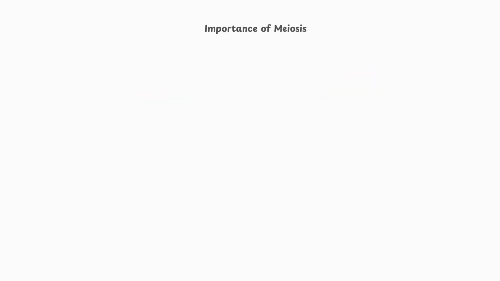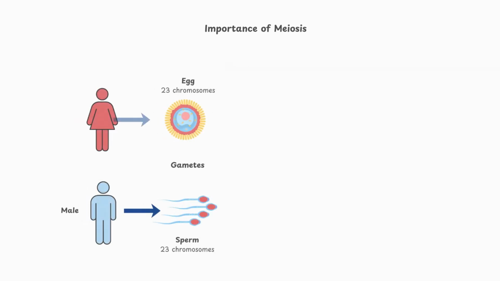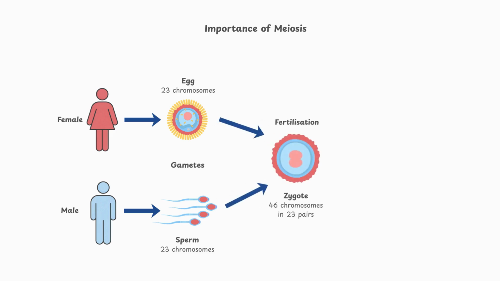Why is meiosis so important? Meiosis produces gametes, which are the sperm cells in males and egg cells in females, each containing 23 chromosomes. This reduction is essential because during fertilization, when the sperm and egg join, their chromosomes combine to restore the normal diploid number of 46 in the zygote.